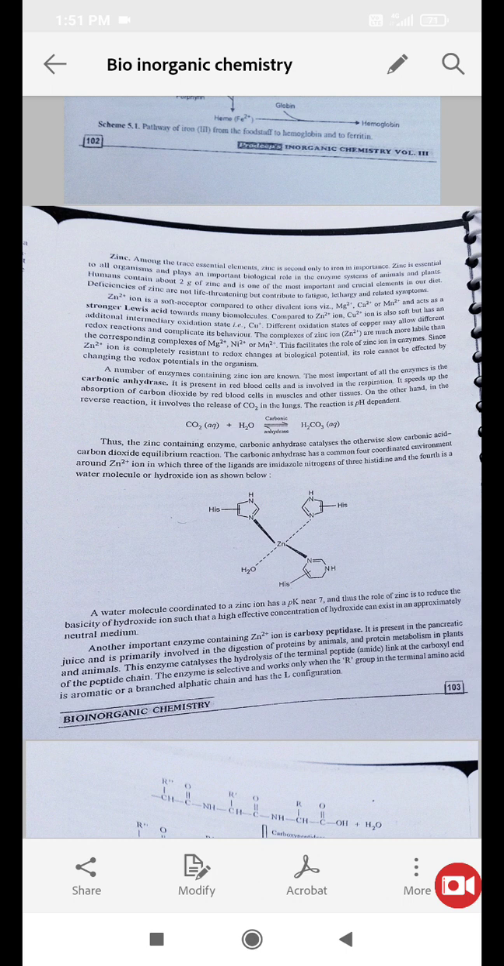The complexes of zinc ion are much more labile than the corresponding complexes of Mg2+, nickel 2+, and manganese 2+. This facility is the role of zinc ion in enzymes, since Zn2+ ion is completely resistant to redox change at biological potential. Its role cannot be affected by changing the redox potential in the organism.